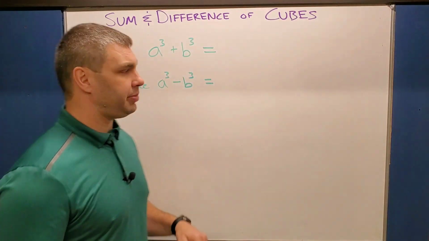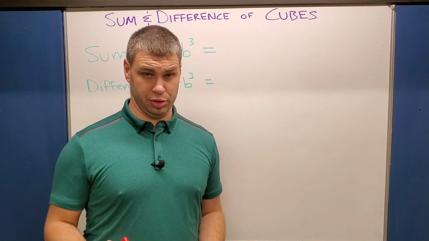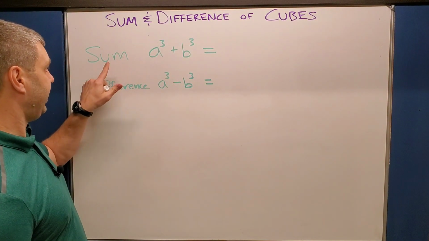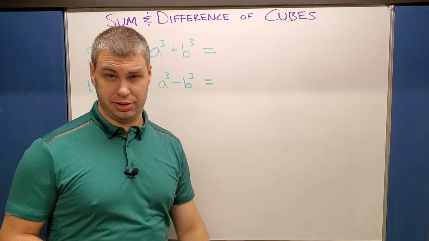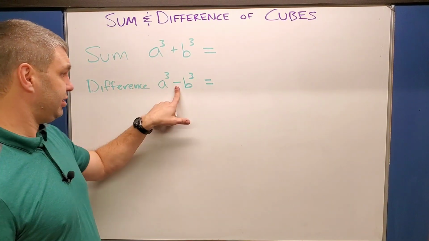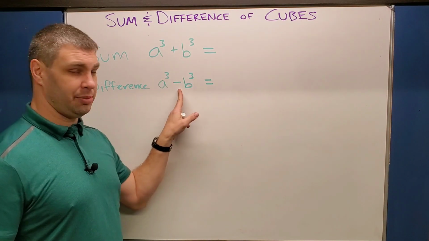In this video, we're going to talk all about the sum and the difference of cubes. All right, now right behind me, I have that the sum of cubes is written in the form a to the third plus b to the third, and the difference, meaning the subtraction sign, would be a to the third minus b to the third.